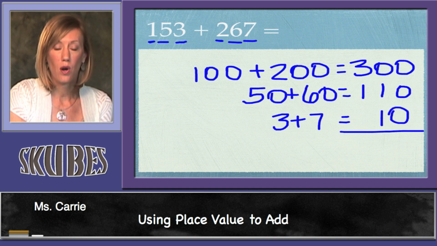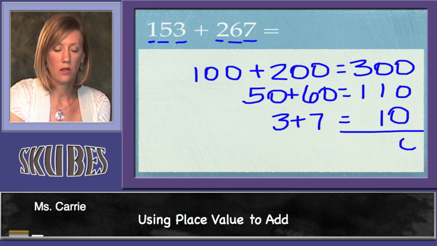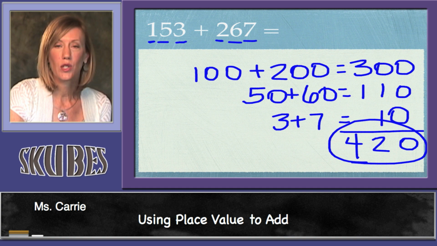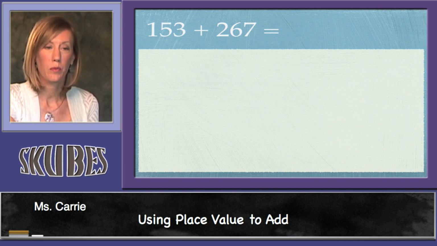And when I add up all these, 0 plus 0 plus 0 is 0. 1 plus 1 is 2. 3 plus 1 is 4. My answer is 420. Let's try one more.